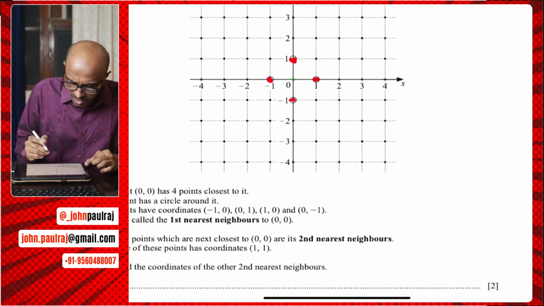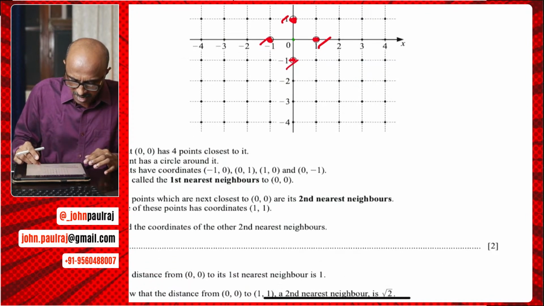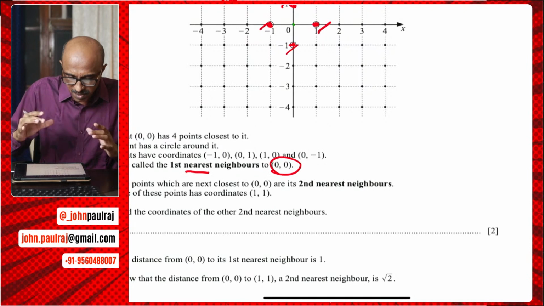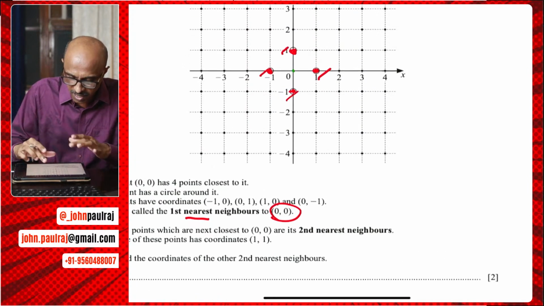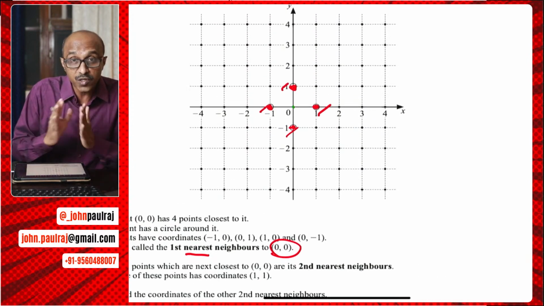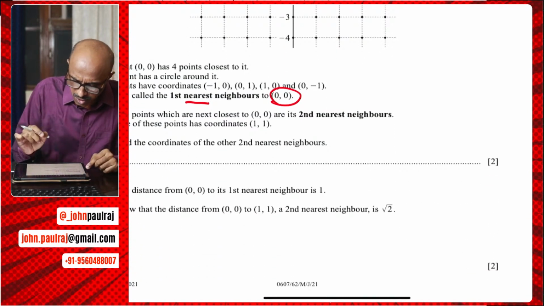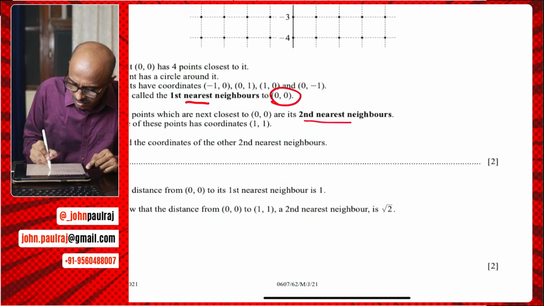The points have coordinates negative 1, 0. Negative 1, 0 is that point. 0, 1 is that point. 1, 0 is this point. 0, negative 1 is this point. Okay, so we've got those four points, and they're saying these 4 points are called the first nearest neighbors to the origin 0, 0. So they've defined something for us, and we've looked at it the way it is described on the graph. The points which are next closest to 0, 0 are its second nearest neighbors.